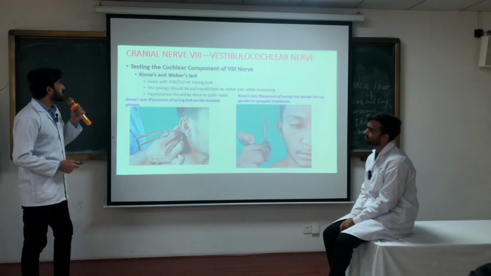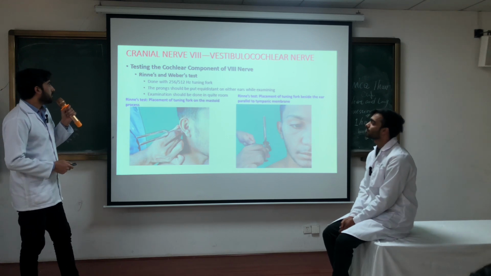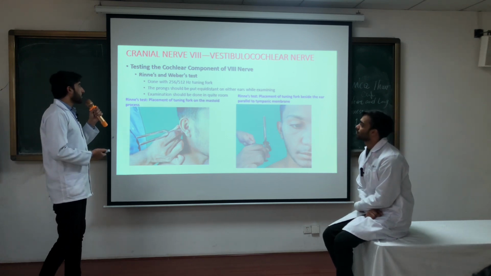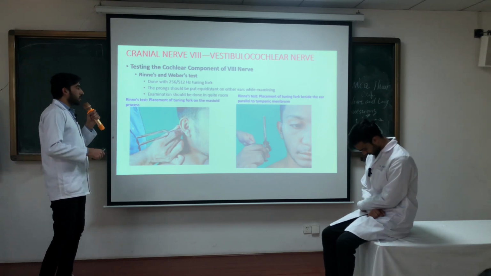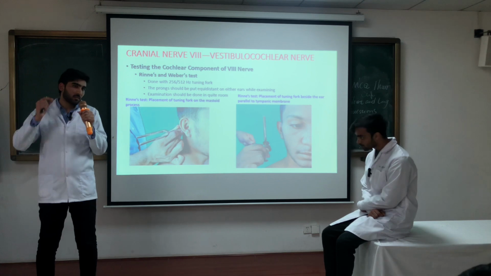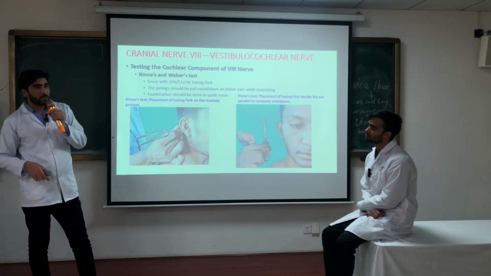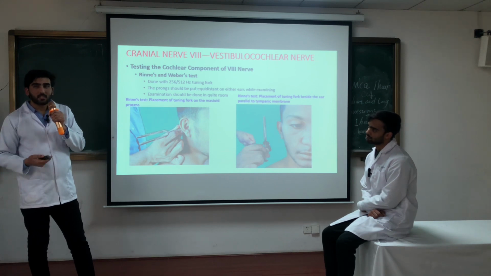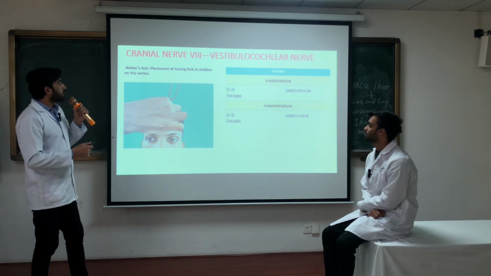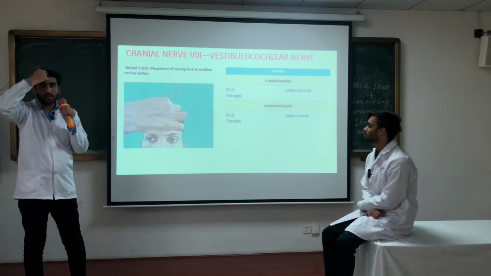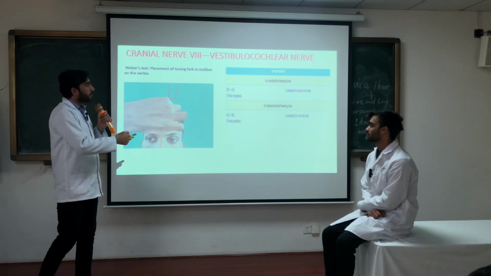And the next one is cranial nerve 8, which is the vestibulocochlear nerve. So there are two components. The cochlear component we can examine through the Rinne and Weber tests. For the Rinne test, we take a tuning fork and place it at the mastoid process, and the patient can sense the vibration of that tuning fork. And also the Weber test, placement of the tuning fork in the midline of the vertex. Like here we put the tuning fork in the Weber test.